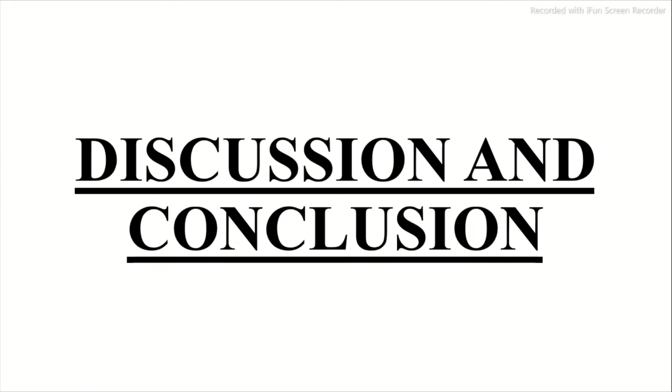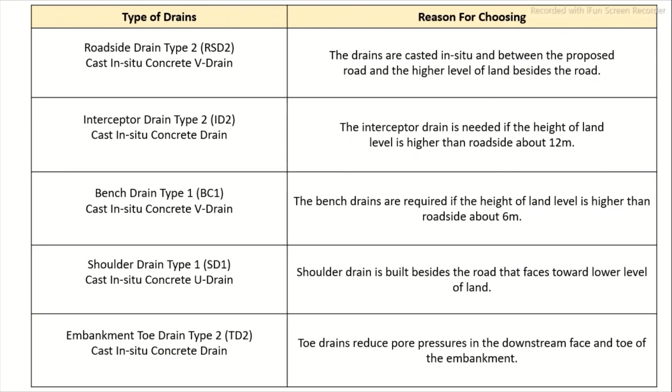For the discussion and conclusion part, there are 5 types of drains chosen in this project for the channel along the proposed road. The table shows the type of drains and the reason for choosing the certain drainage for this project. For the first type of drain, roadside drain type 2, the reason is the drains are cast in situ and between the proposed road and the higher level of land beside the road.